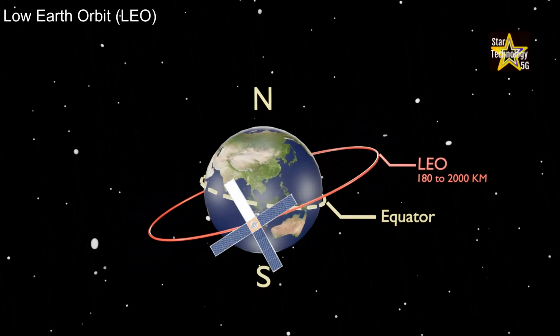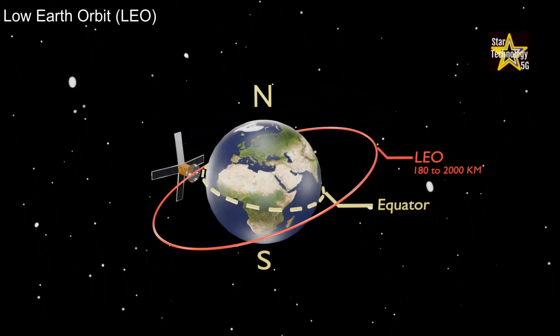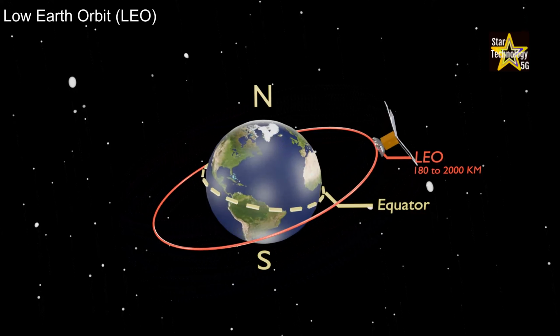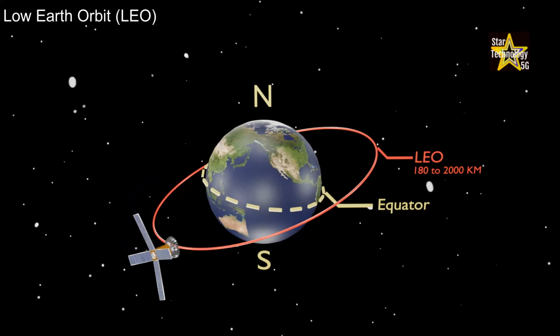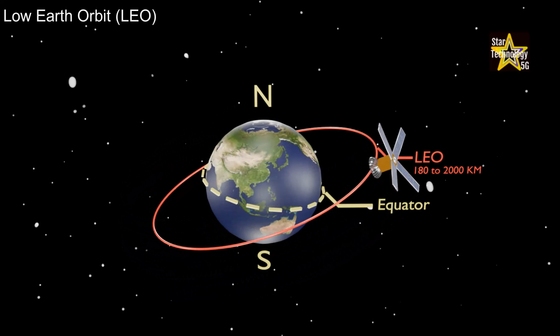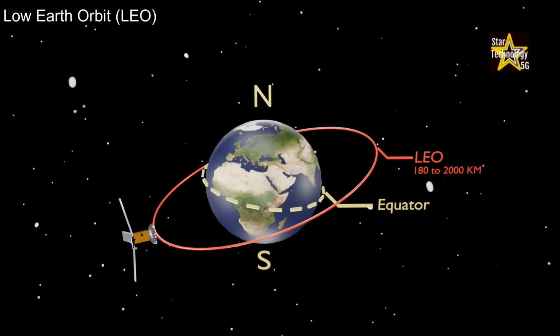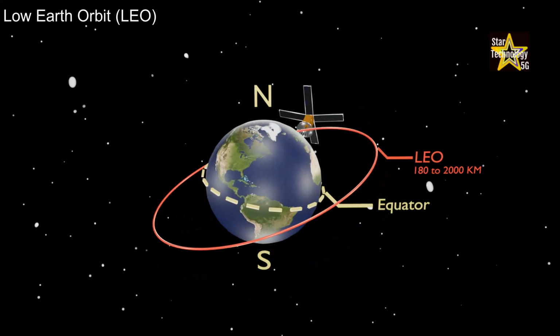Low Earth orbit satellites travel at approximately 7.8 kilometers per second with respect to Earth, completing an orbit in between 90 and 120 minutes, meaning they can travel around the planet up to 16 times a day. This makes them particularly well suited to all types of remote sensing, high-resolution Earth observation, and scientific research.